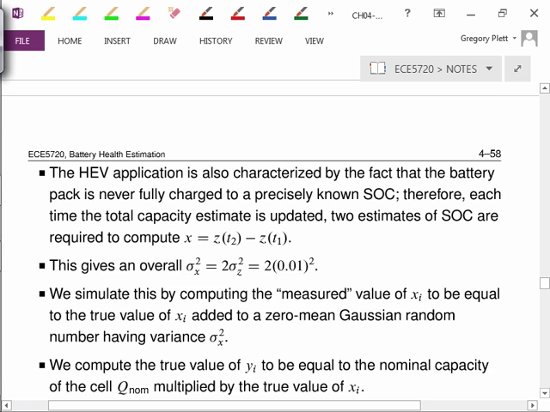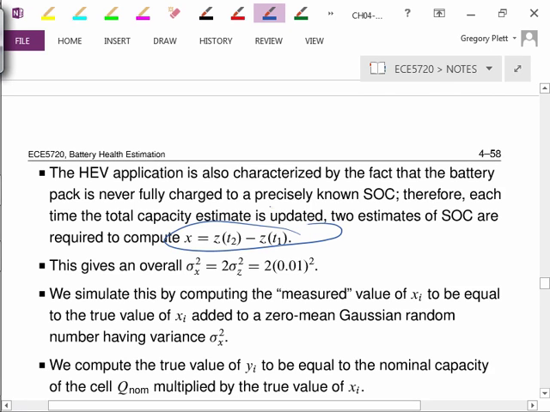In the HEV application, we have a battery pack that's never fully charged to some precisely known SOC like 100%, and it's never fully discharged to something like 0%. So I can never calibrate my SOC estimate, and every time the total capacity estimate is updated, the two estimates of SOC that I'm using, the SOC at the beginning of the period and the SOC at the end of the period, both have estimation errors on them.